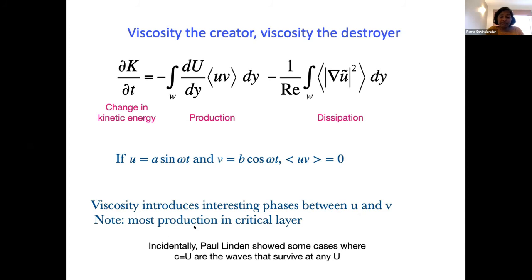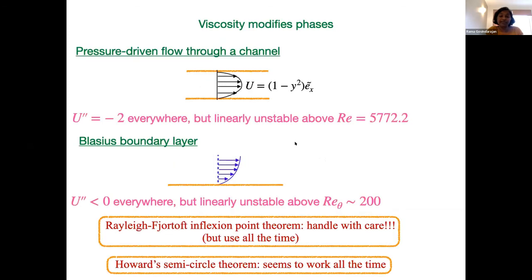So Paul Linden also showed some c equal to U type cases. For example, a pressure driven flow through a channel, this is a 1 minus y squared profile. So U double prime is -2 everywhere. It never satisfies the Rayleigh criterion, but it's linearly unstable above some Reynolds number, where the critical layer can start winning over other things. In the Blasius boundary layer, same difference. There's a critical layer, and U double prime is not constant, but it's negative everywhere, but you get this linear instability.